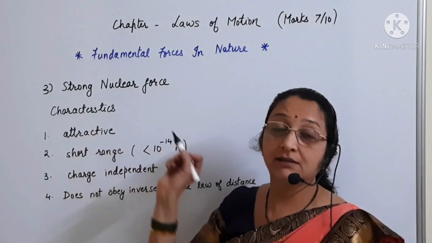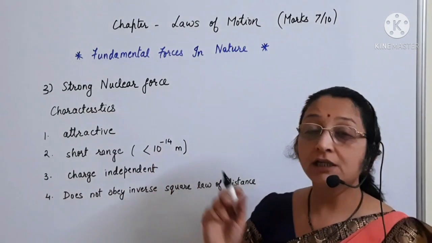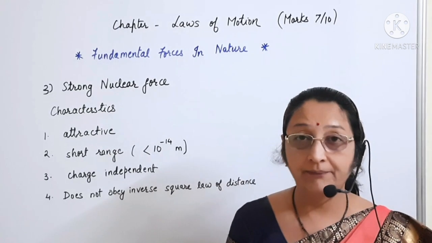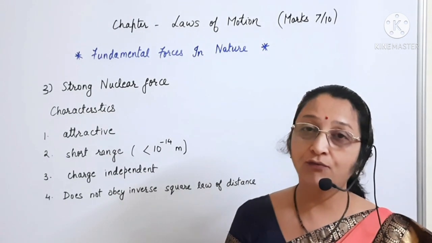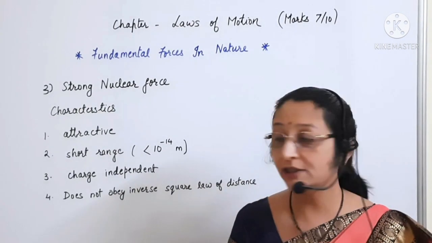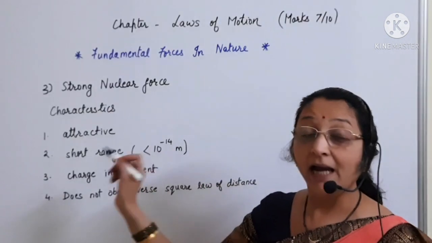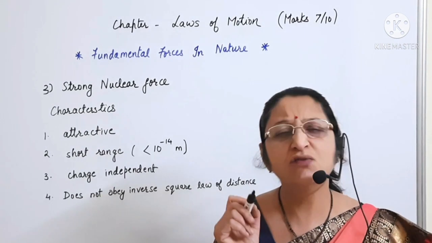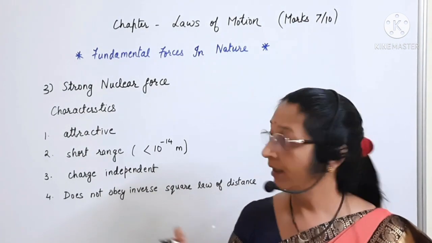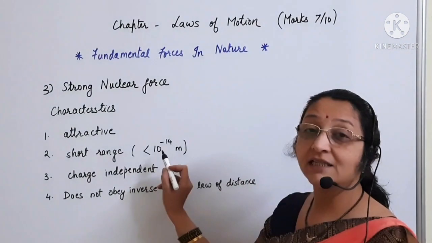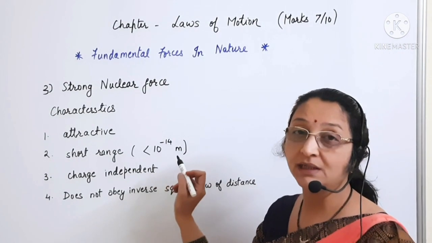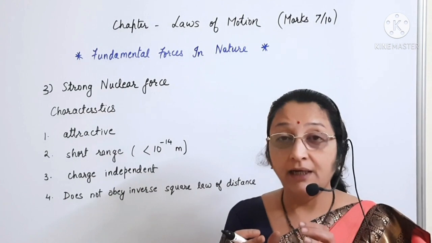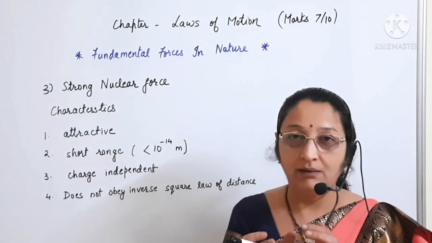The characteristics are, this force is only attractive in nature. There is no repulsion anywhere. It is only an attractive force. The strong nuclear force is an attractive force. And though it is the strongest force in nature, its range is very, very small. Its range is less than 10 to the power minus 14 meter. The force is limited to the nucleus only.